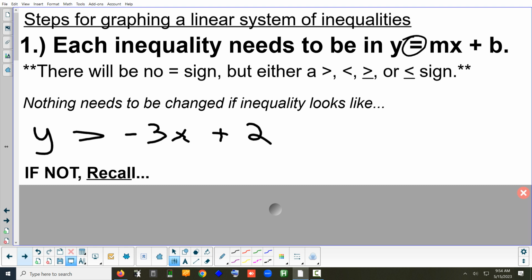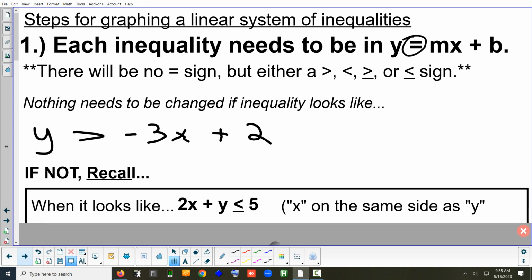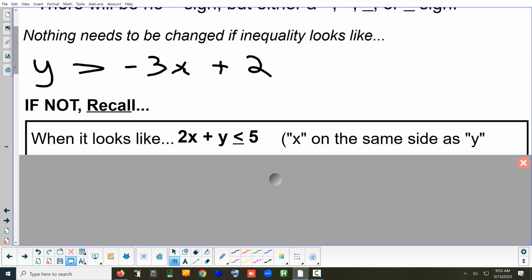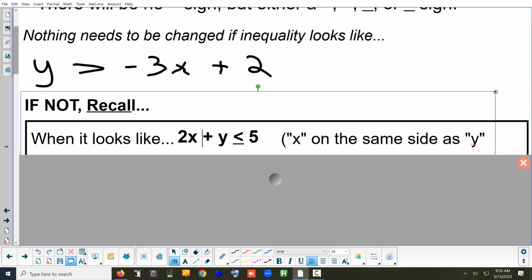Okay, so if it looks like this, nothing needs to be changed. If it doesn't look like that, then it says, if not, recall when it looks like something like this, that's what you want to put on your guided notes, that bold part. When it looks like 2x plus y is less than or equal to 5, then you do have the x on the same side as the y. You don't want that. You've got to get the x and the y on separate sides.